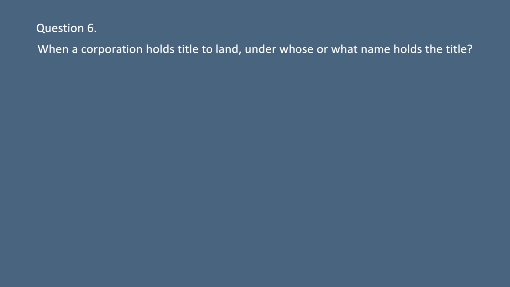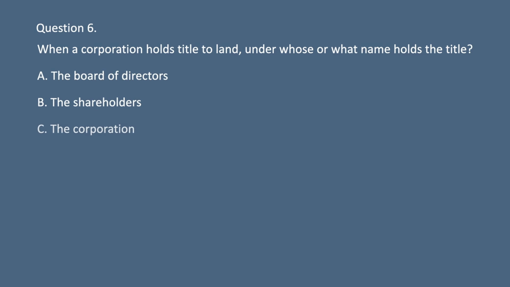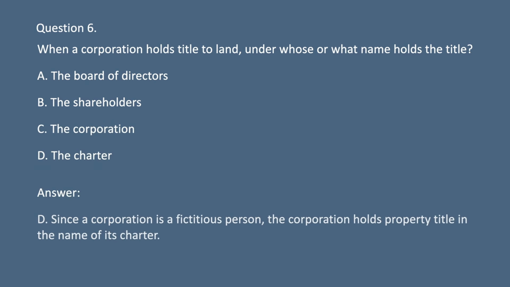Question 6. When a corporation holds title to land, under whose or what name holds the title? A. The Board of Directors. B. The shareholders. C. The corporation. D. The charter. Answer: D. Since a corporation is a fictitious person, the corporation holds property title in the name of its charter.